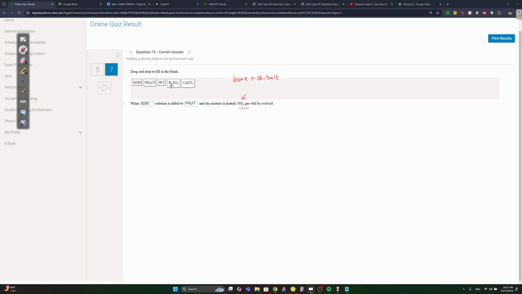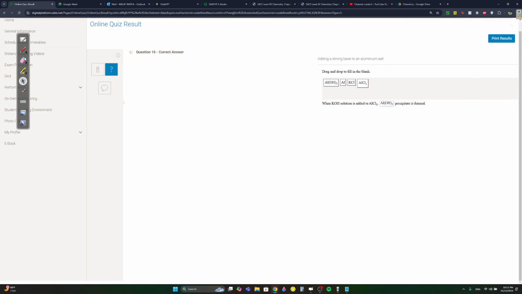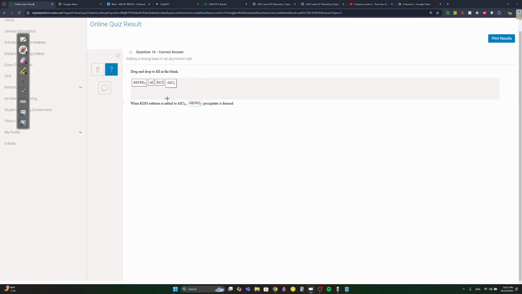What's the only base we have here? This is acid, acid, acid. No. KOH is the base, right? And which one's the ammonium salt? The only one with NH4 is NH4Cl. Question 16. It's our last question of chapter 3. Alhamdulillah. When KOH solution is added to AlCl3, what is formed?